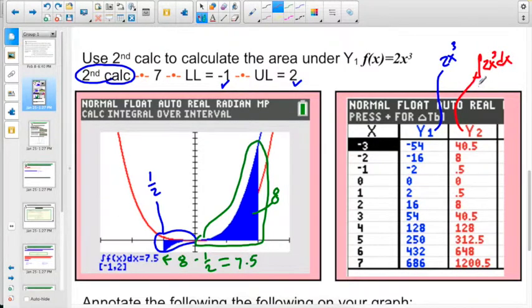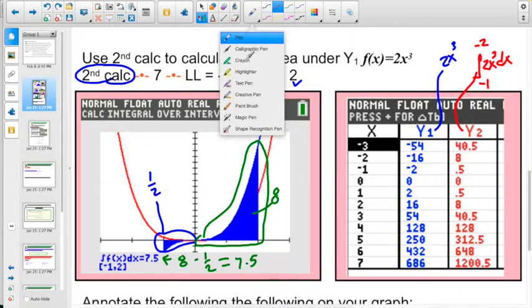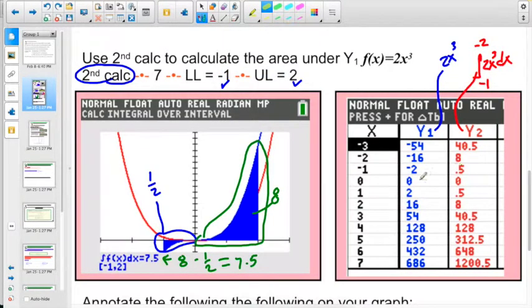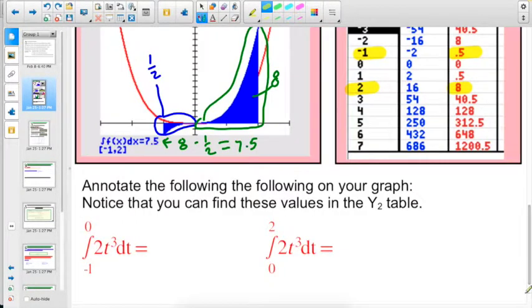And so if we look at -1 in the table and we look at 2 in the table, we can see those values of those integrals. So here's -1 in the table. We have 0.5 as the value of the integral. And here is 2 in the table, and we have 8. So we can see that looking right at the table as well as looking at the graph.